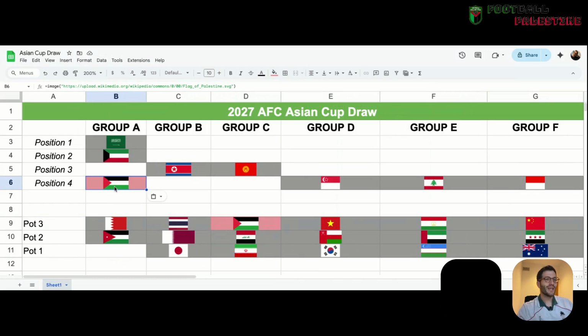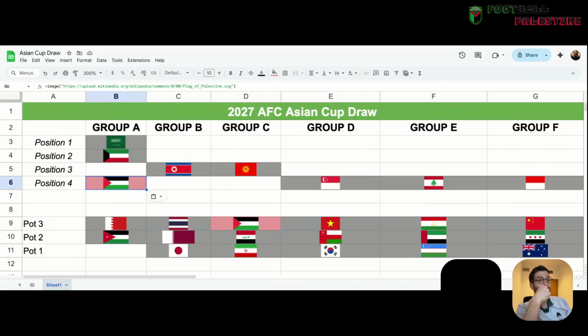And now just confirmation that Group B will feature Bahrain alongside Korea DPR. But yeah, Palestine and Saudi Arabia. I don't know why they've done this, but they haven't drawn Saudi Arabia into the position that they're supposed to be in, which is position A1.